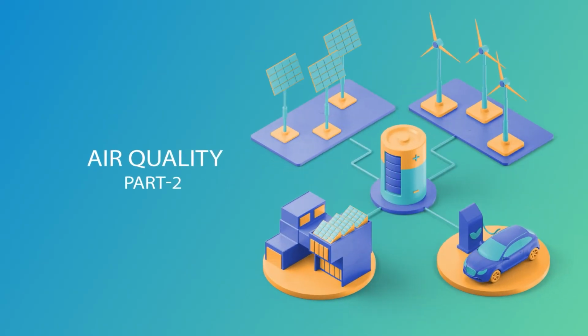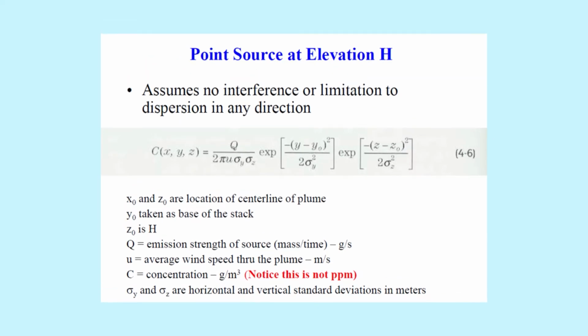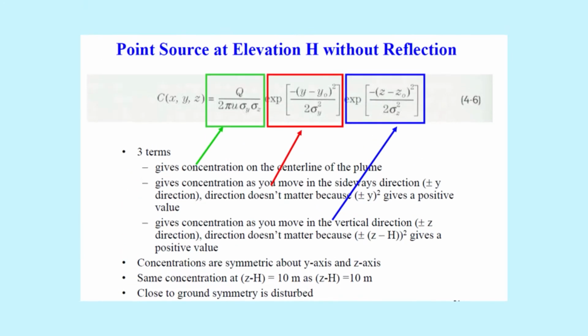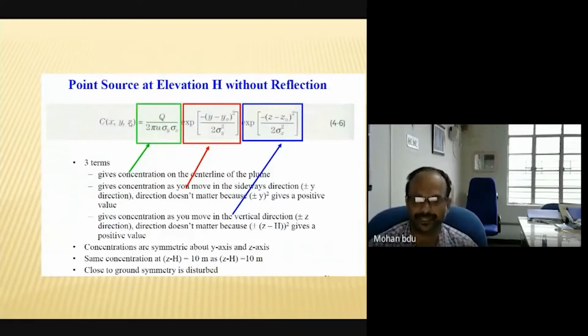So at a given point, you have the values. This is the equation, and here the x, y, z, the C is the concentration at x, y, z, and the first formula, that is Q by 2 pi, and sigma is the wind direction standard deviation, that is a coefficient, the dispersion coefficient. I'll come to that later. And this equation gives the concentration at the center line of the plume.